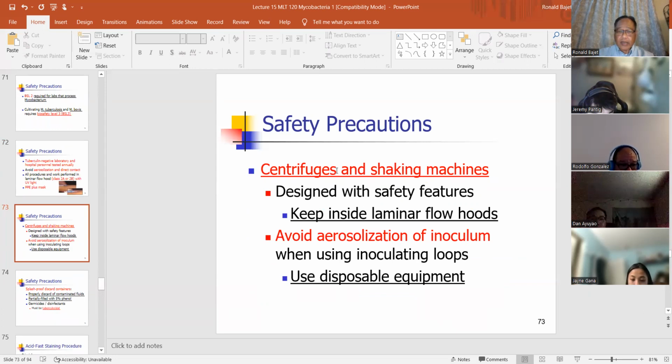Centrifuges and shaking machines can generate aerosols, so they should be designed with safety features. Keep the centrifuge and the shaking machines inside the laminar flow hood. They need to be underneath the hood. Avoid aerosolization of the inoculum when using inoculating loops. That's why we're using the plastic disposable ones. When you use the metal loops and stick them in the loop incinerator, that can create aerosolization. So that's why I like using the plastic disposable.